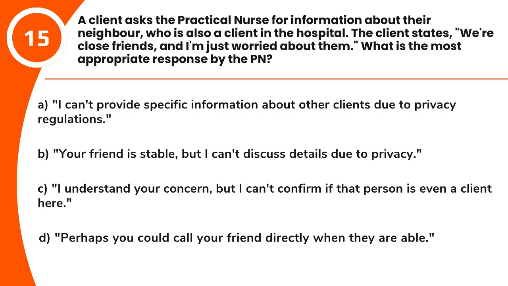Question 15. A client asks the practical nurse for information about their neighbor, who is also a client in the hospital. The client states, "We're close friends, and I'm just worried about them." What is the most appropriate response by the PN? A. I can't provide specific information about other clients due to privacy regulations. B. Your friend is stable, but I can't discuss details due to privacy. C. I understand your concern, but I can't confirm if that person is even a client here. D. Perhaps you could call your friend directly when they are able.